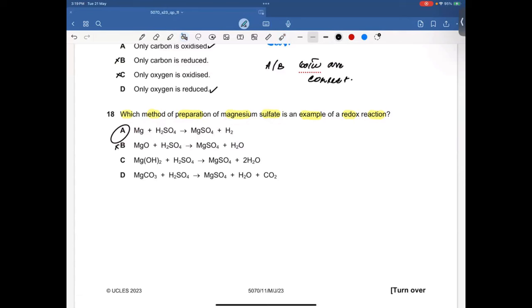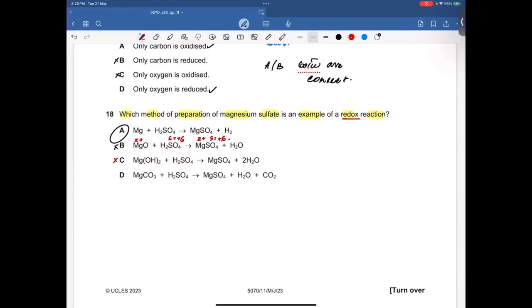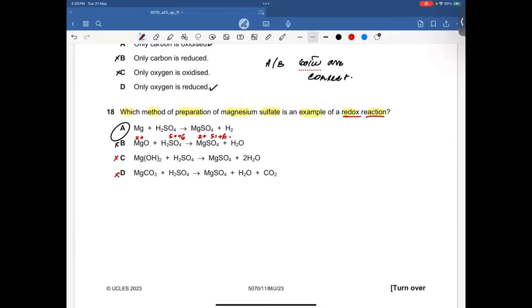Option B is not redox because the oxidation state of magnesium here is 2+. The oxidation state of magnesium here is also 2+. So the oxidation state of magnesium remains the same. Sulfur has an oxidation state of +6 in both cases, which means the oxidation state of sulfur remains the same. So option B is incorrect. Magnesium hydroxide and sulfuric acid react together, converting into magnesium sulfate and water. It is an acid-alkali reaction, which is basically a neutralization reaction, and neutralization is not a redox reaction, okay? So it is not redox. So only option A is correct.